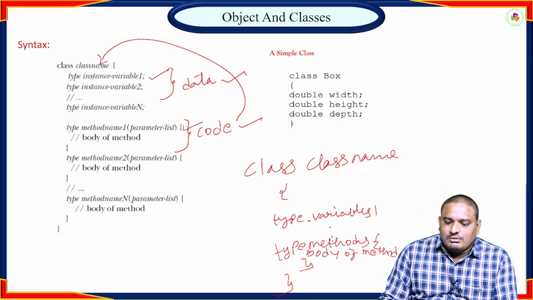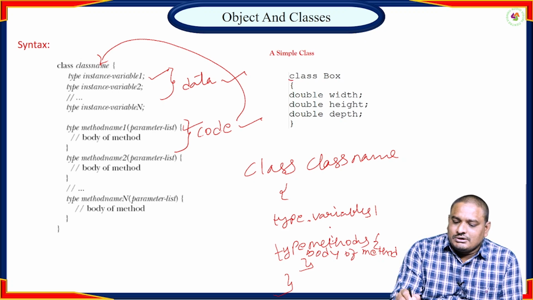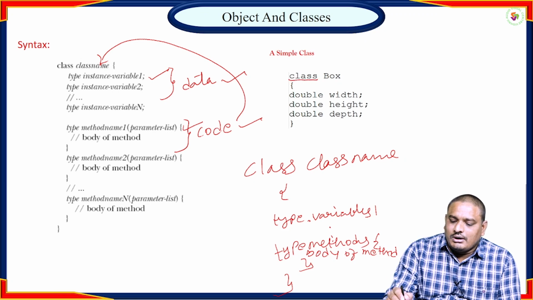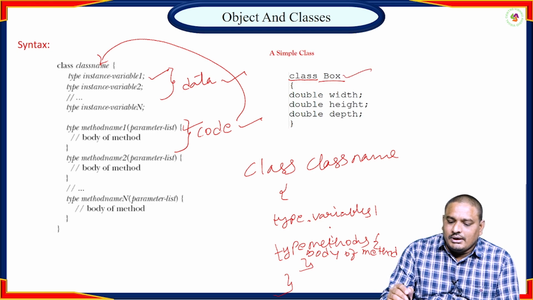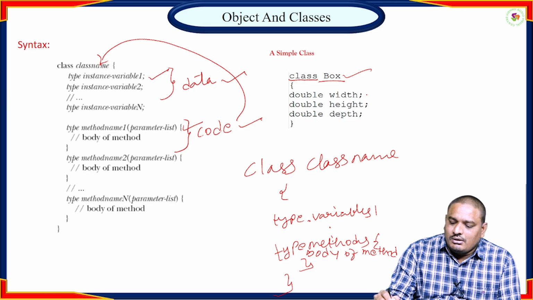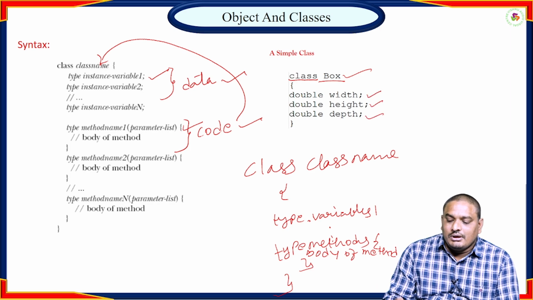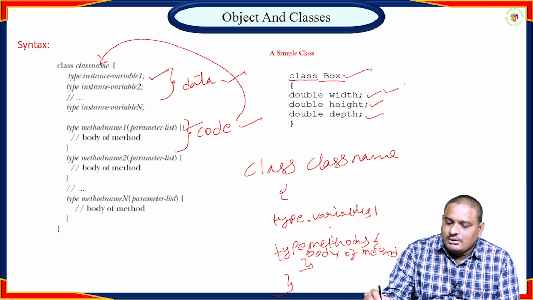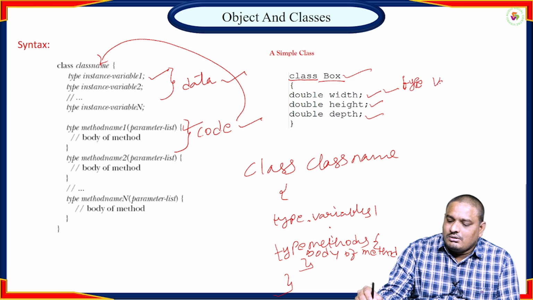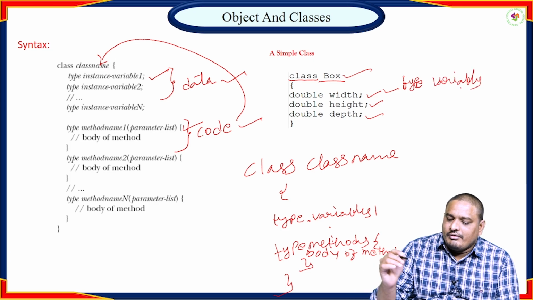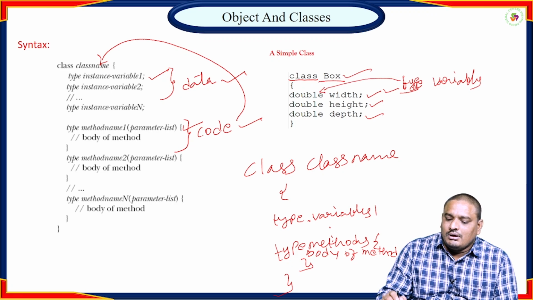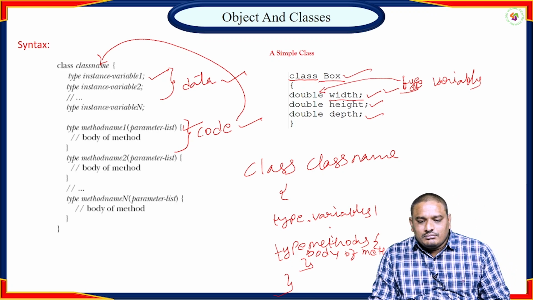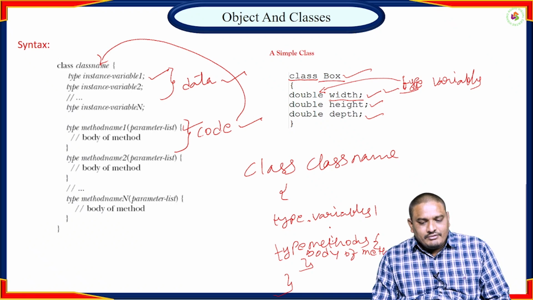Coming to a simple example, a class can be created by using the class keyword followed by the class name. Here the class name is Box. In this class, variables are mentioned. Each variable consists of a type, that is, a data type, and a variable name. This is a simple class definition.